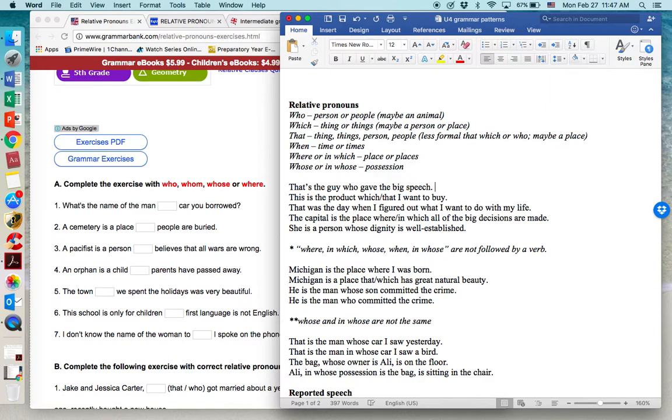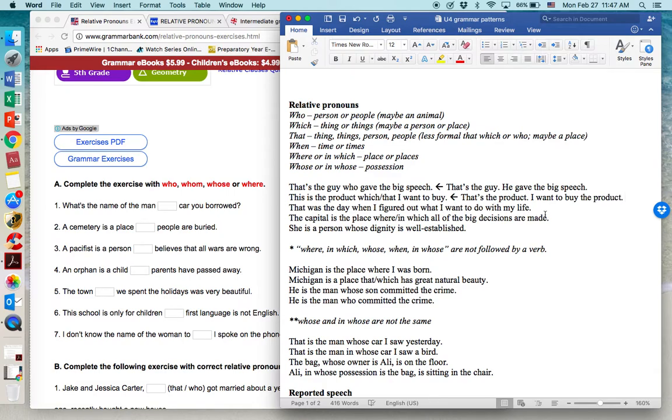So we're going to combine the two sentences. Basically, this comes from, that's the guy, and he gave the big speech. Right, so we're combining two ideas into one using relative pronouns. This is the product that or which I want to buy. And so that's the product. I want to buy the product.